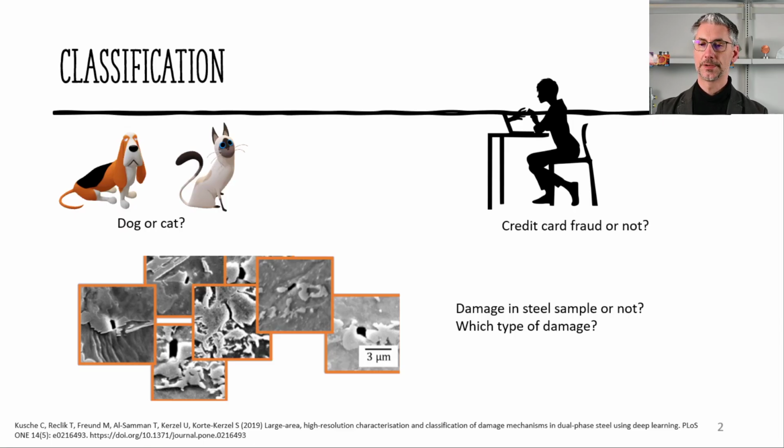So what is classification really? We want to discriminate between two or more classes like cat or dog, or in a commercial world, between a transaction that is fraudulent or not. Or in materials research, for example, what kind of damage we have and where we have damage in the steel sample.